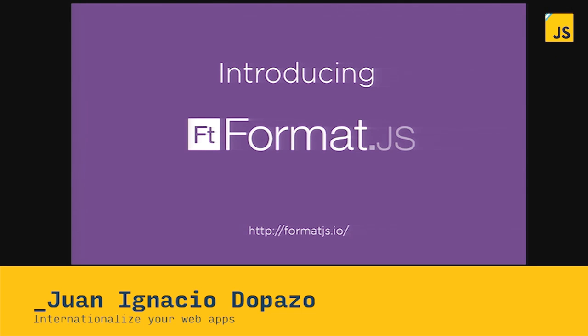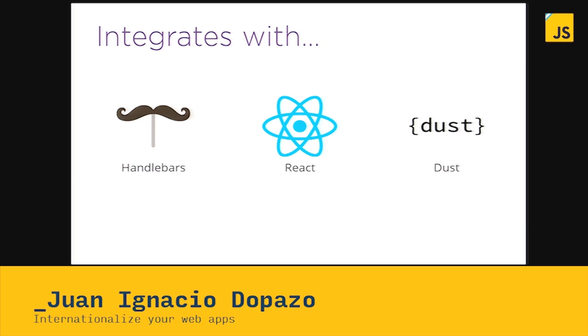It's basically a set of integrations with high-level view libraries. And you can go to formatjs.io, and there's a lot of documentation and information there about both the project and the Intl API. And so, as I said, we have basically integrations with popular view engines, such as template engines like Handlebars and Dust, or React, as Sebastian was mentioning a few moments ago.